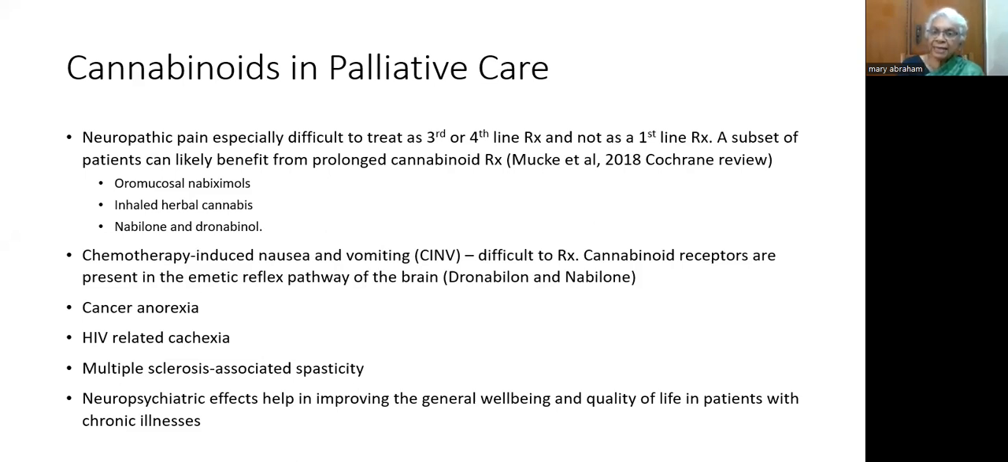It's used in cancer anorexia also, in HIV-related cachexia, in multiple sclerosis-associated spasticity, and its neuropsychiatric effects help in improving the general well-being and quality of life in patients with chronic illness. So these are the uses of cannabinoids. I've taken this from a recent review article in IAPC written by Sushma Bhatnagar and her team. Next, please.